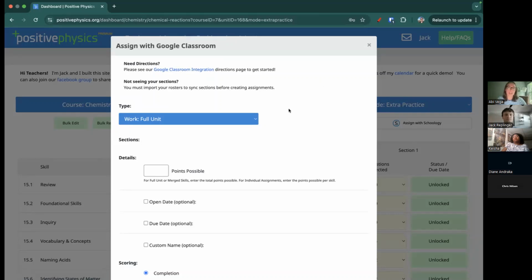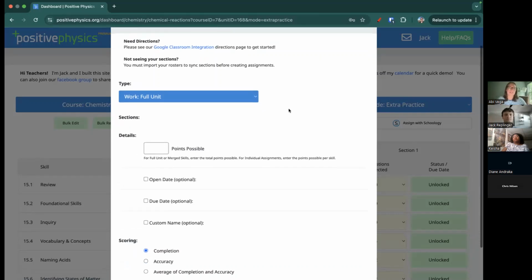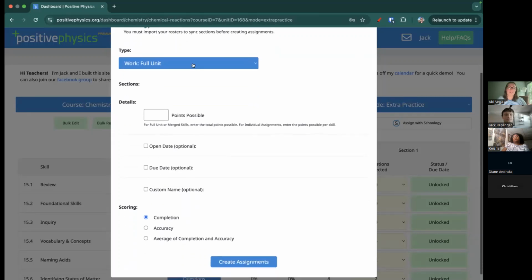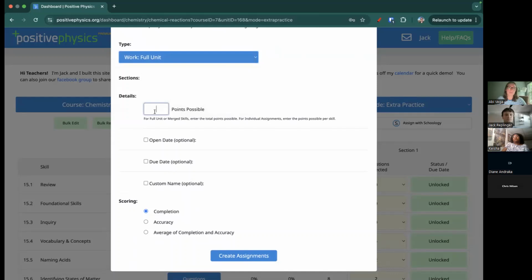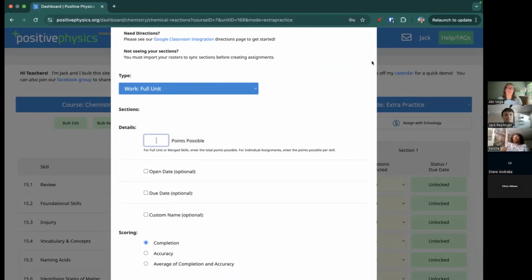But once you've done that, it's really easy to set up an assignment here. You can go and choose what you want to assign. You can choose how many points it's worth, when it's due. You can add all of that information here and click create assignments. So that'll give the assignment to the students. They can access it in Google Classroom or whatever it may be. They'll be able to see it there.